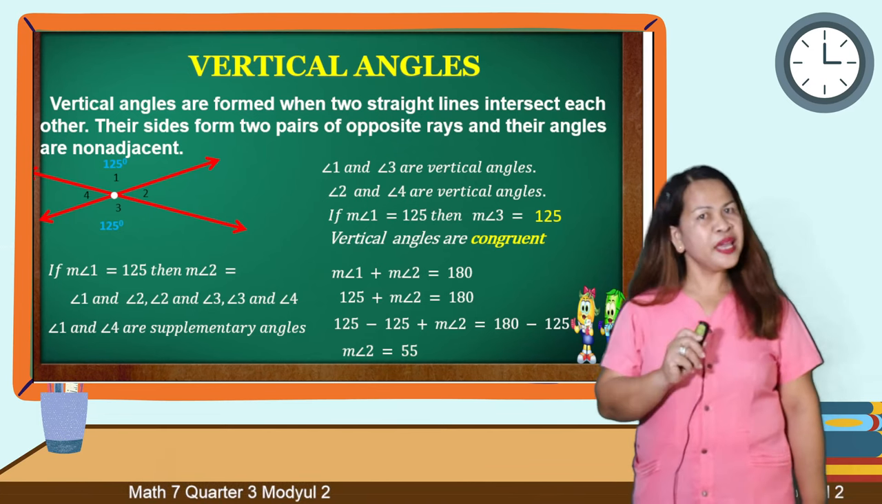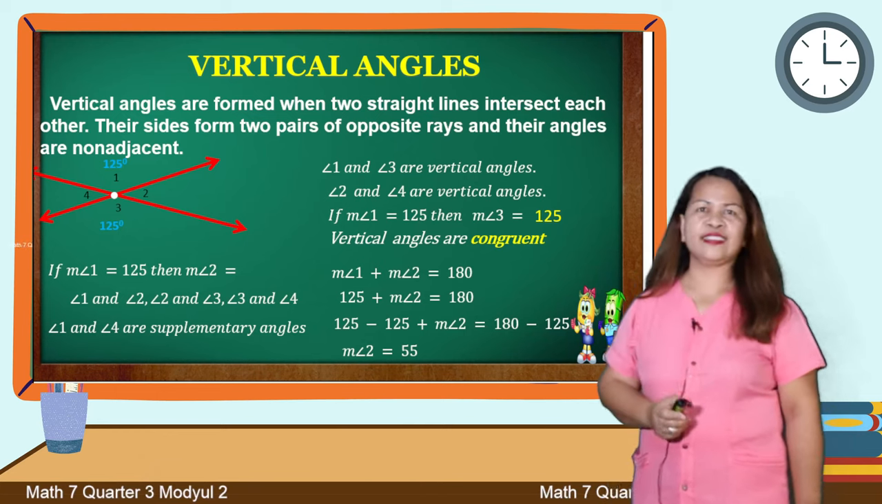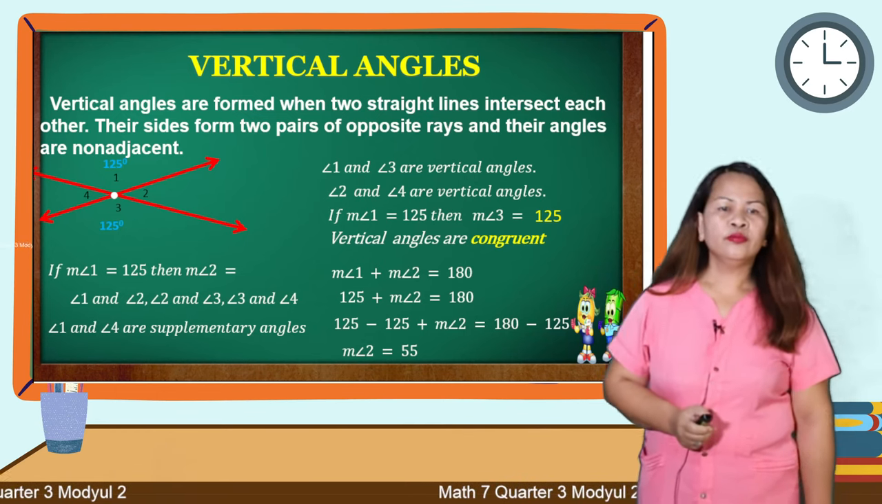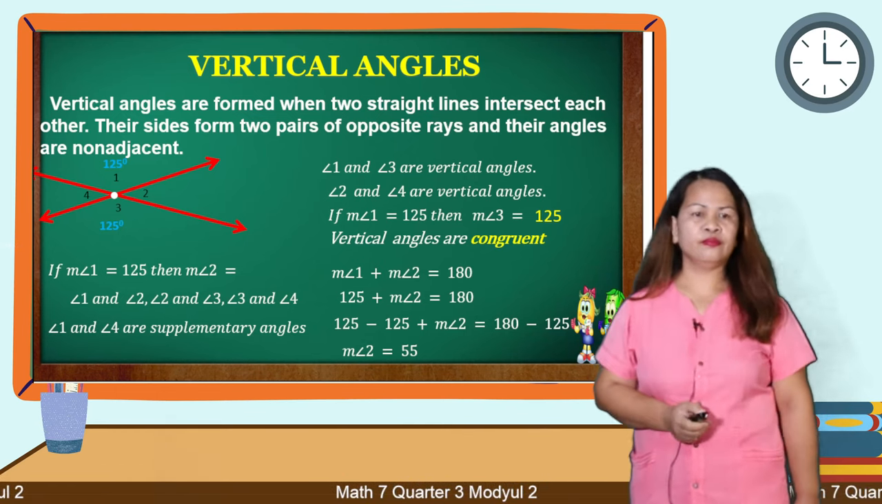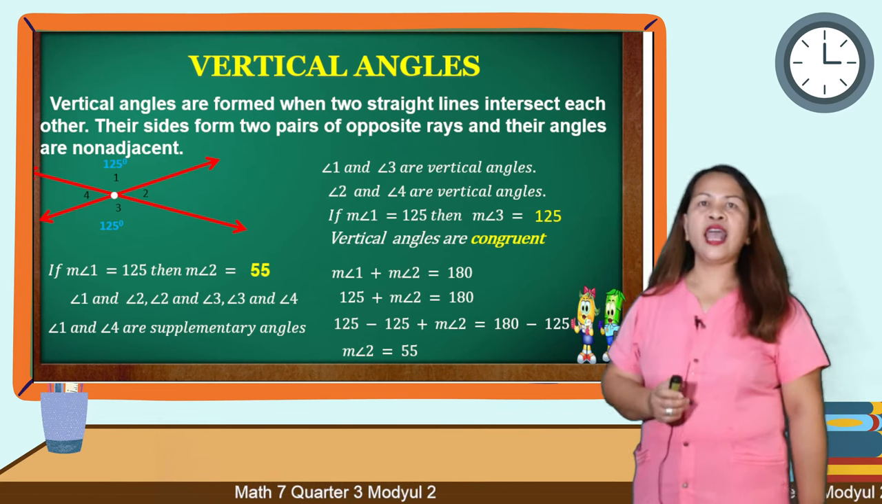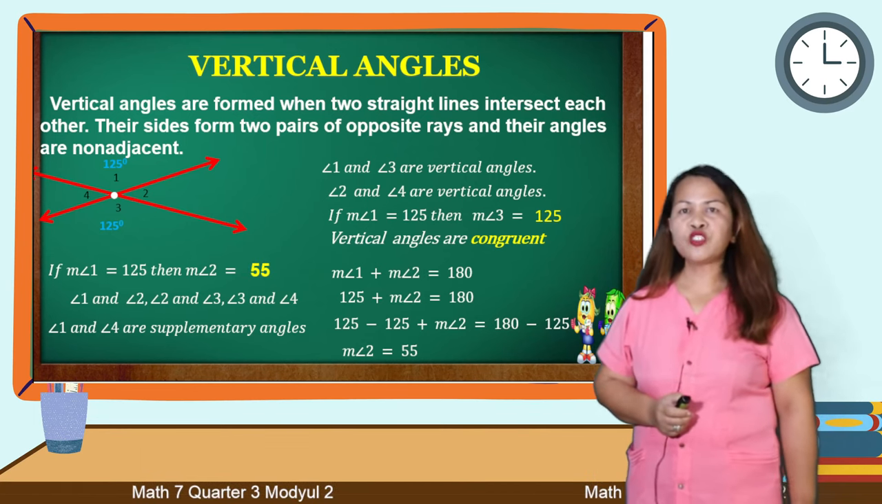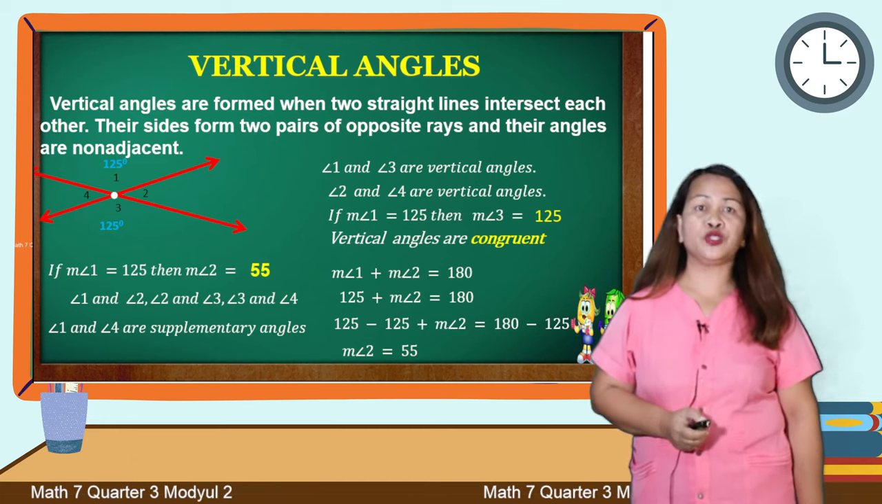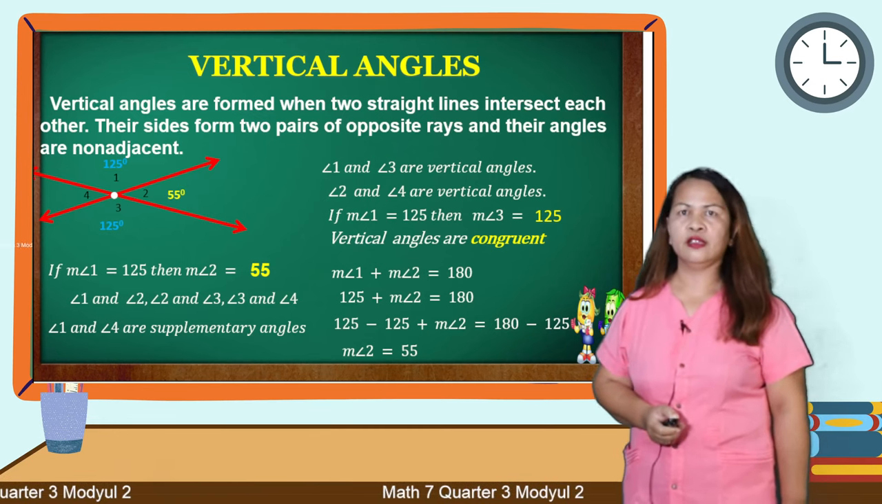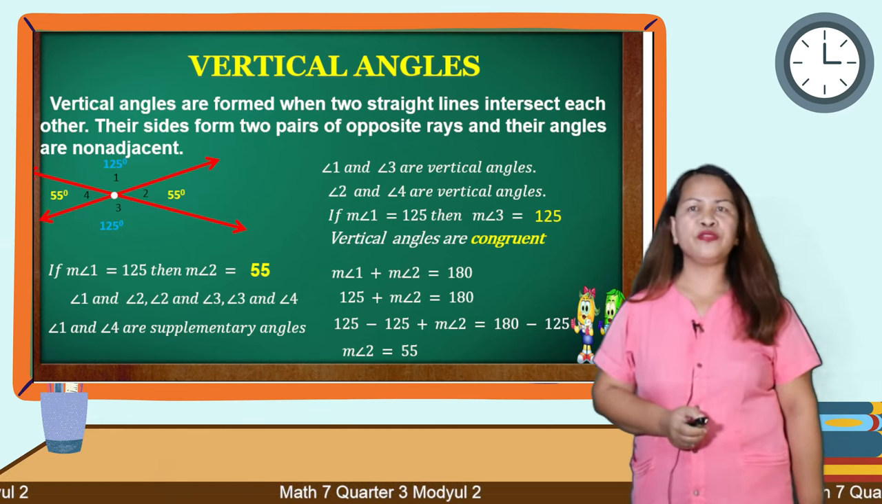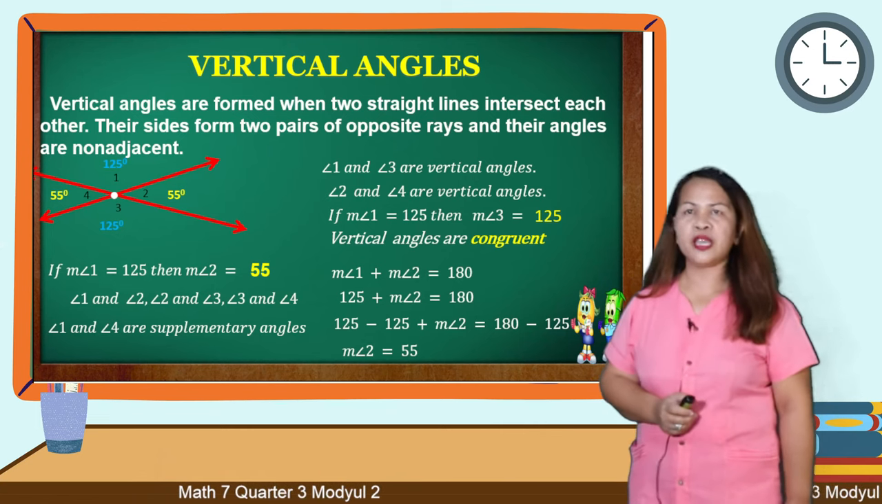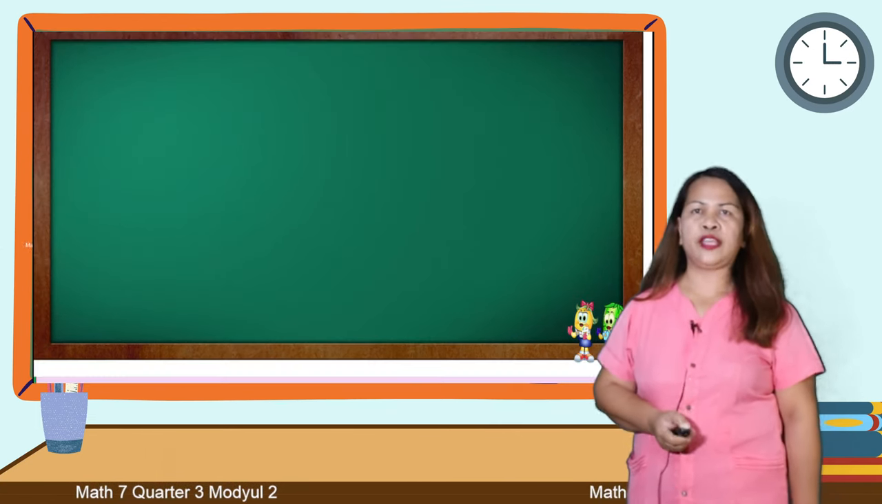So are you with me? Yes. Okay. Now, the answer is the measure of angle 2 is 55 degrees. So angle 2 measures 55 while angle 4 also measures 55.